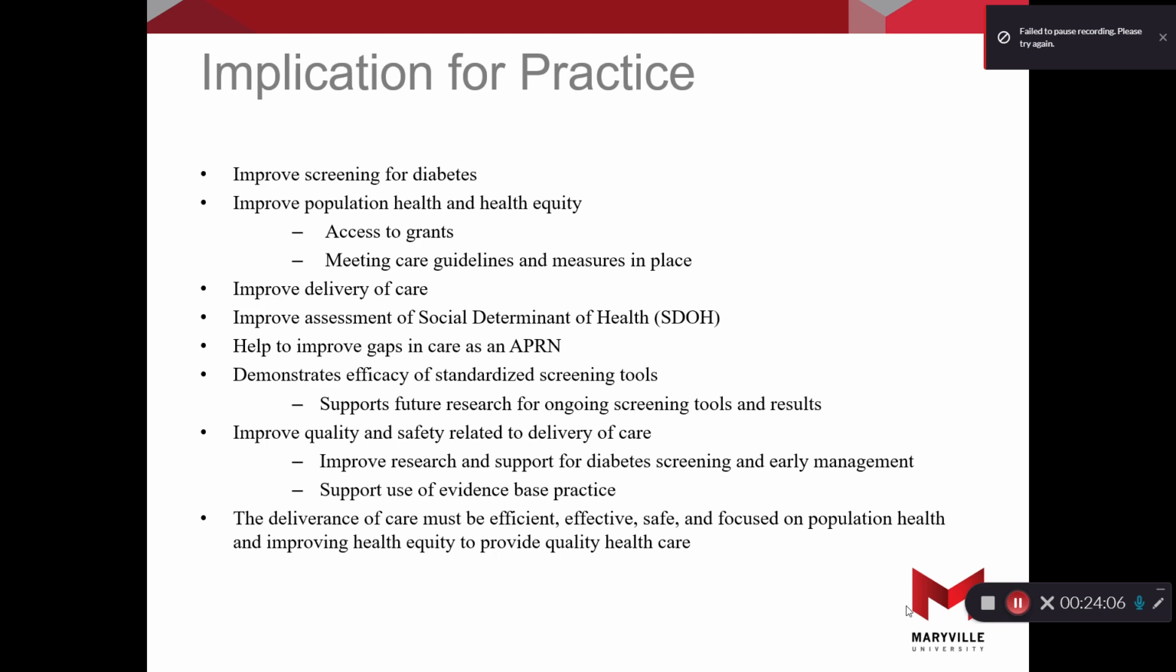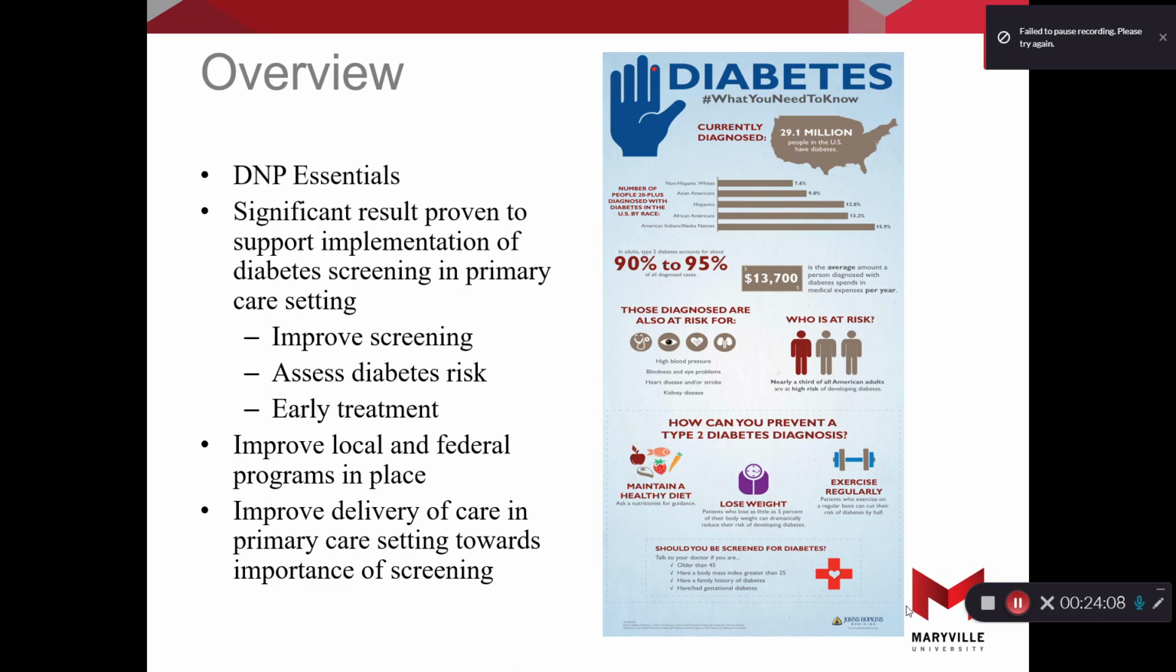So, overview, discussing the DNP Essentials. We were able to meet all of the DNP Essentials through this project, and the different essentials have been summarized through our classes, being able to work through each class and creating the project from Chapter 1 all the way up to the final. Every one of those essentials was met through the research, study evaluation, data analysis, and the implementation of the project.